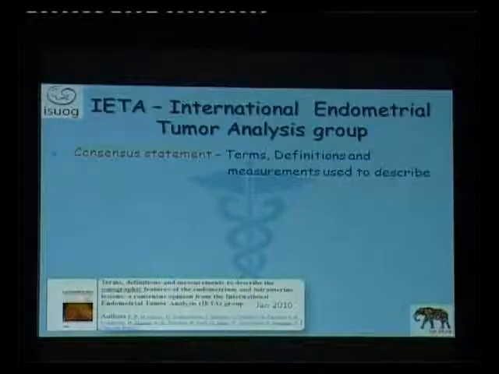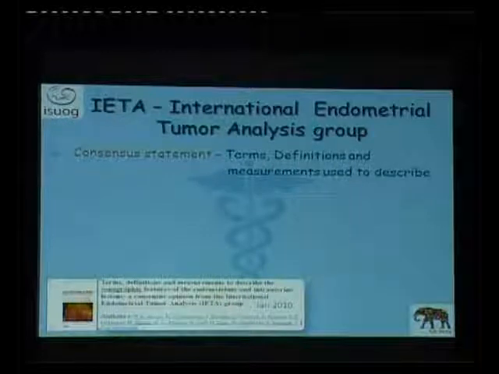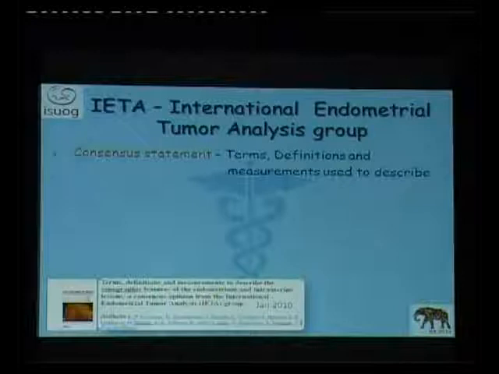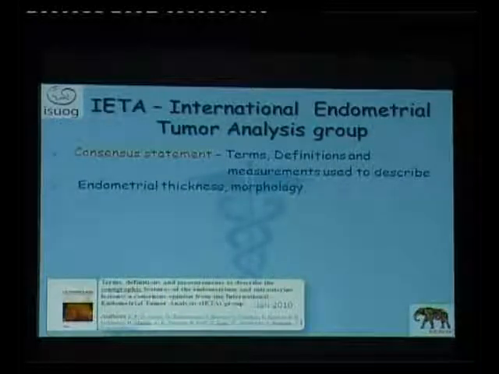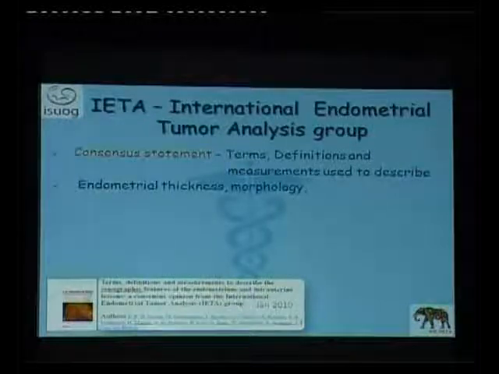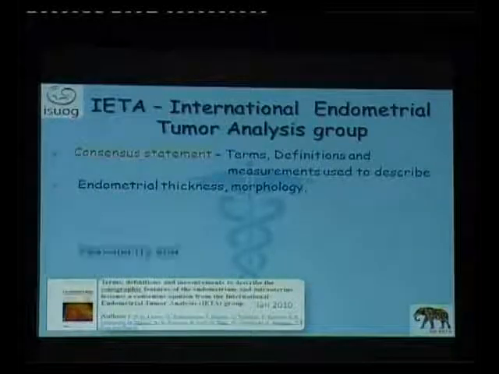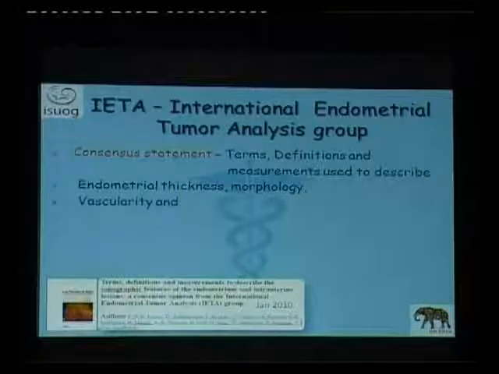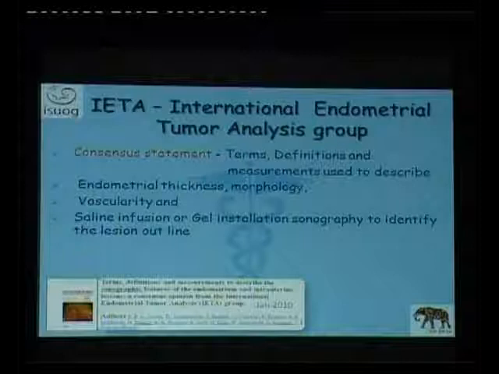One of the authors, Elizabeth Stein, is there with us. They have given certain terms, definitions, and measurements to describe the ultrasound features in order to identify endometrial carcinomas. The first and foremost thing they have asked us to do is to evaluate the endometrial thickness and endometrial morphology, evaluate the vascularity of the lesions, and then also do a saline infusion or gel instillation sonography in order to make out the outline of the lesions.